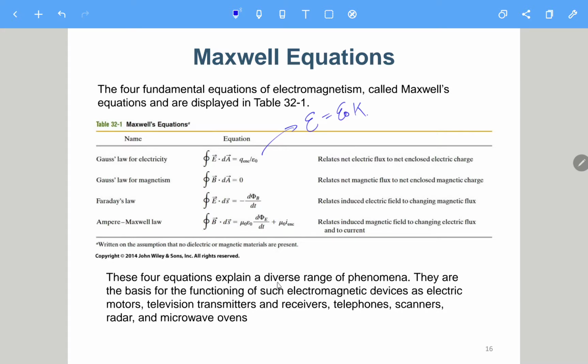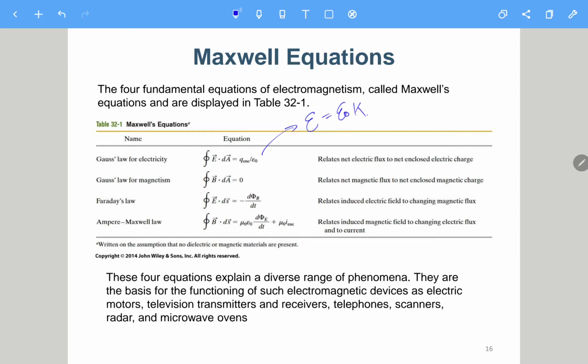Okay, so these four equations explain a diverse range of phenomena. They are the basis of the functioning of such EM devices as the electric motor, television transmitter and receiver, telephone, scanners, radio, and microwave oven. Actually in electromagnetism there are some other equations, but using the Maxwell equations would be sufficient to solve all the problems. And especially nowadays we won't try to use hand calculation for most of the problems.